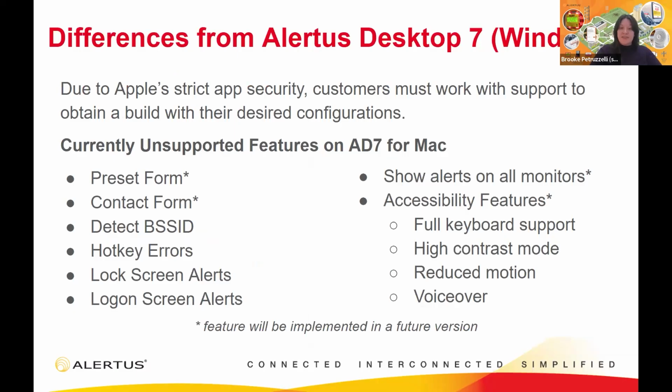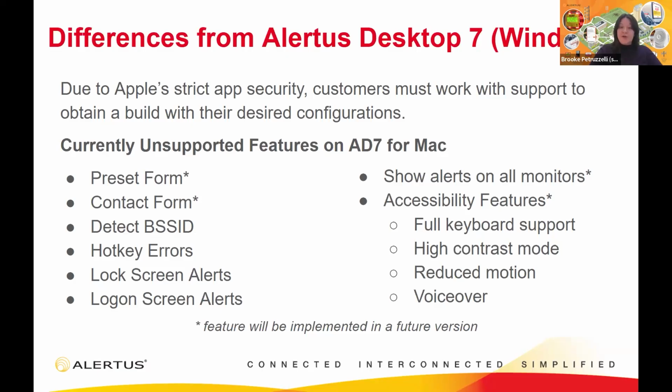So there are some differences between the Alertus Desktop 7 Windows client and Alertus Desktop 7 Mac client, especially as the Mac client is still in beta. The current differences and limitations of Alertus Desktop 7 for Mac are listed here. So firstly, due to Apple's strict app security framework, customers must work directly with our tech support team to obtain a build with their desired configurations. This is not a self-service deployment like the Windows client, so the tech support team will be ready to help you with these builds soon.